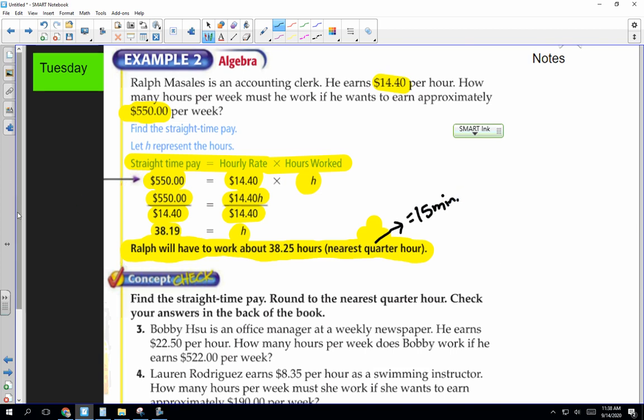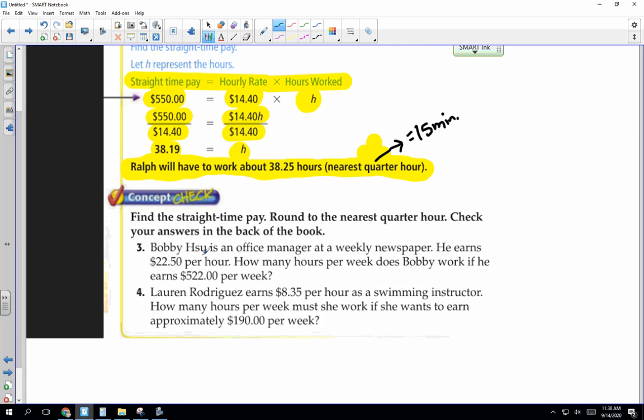Okay, so we're going to do a couple practice problems with that. Bobby Sue is an office manager at a weekly newspaper. He earns $22.50 per hour. How many hours per week does Bobby work if he earns $522 per week? So we know it's 522, and we know that's going to equal 22.50 times the number of hours he works. So we are going to do a little division.